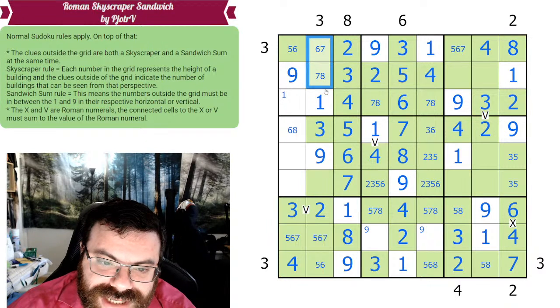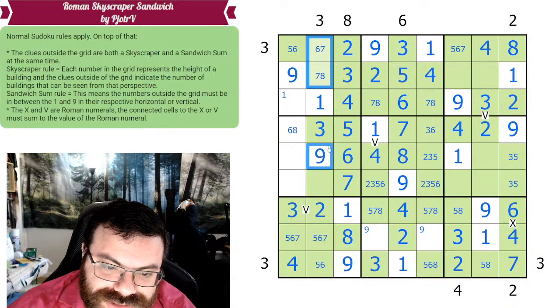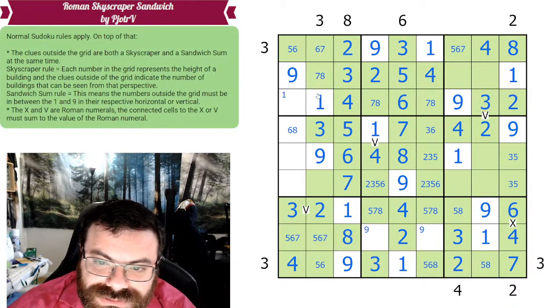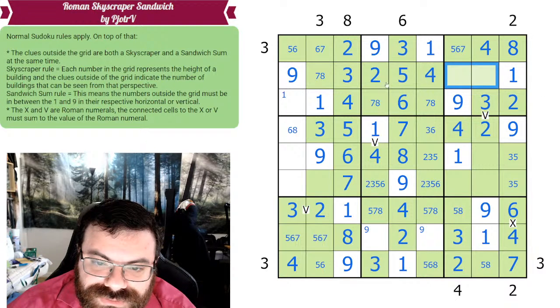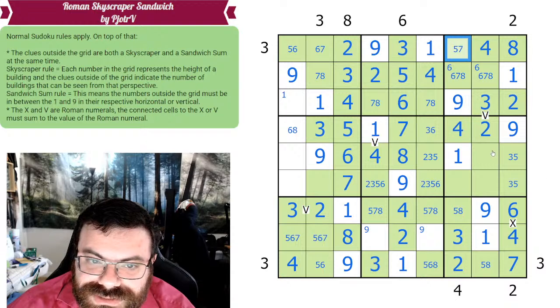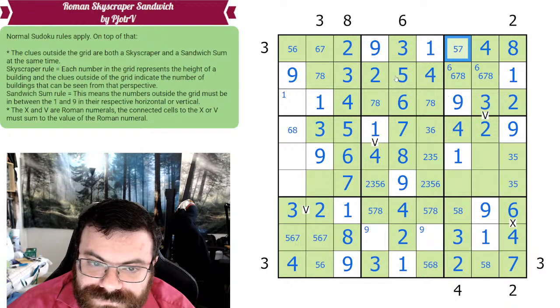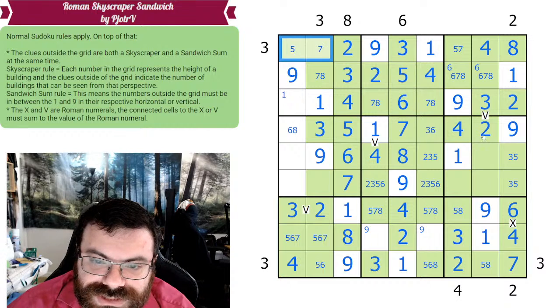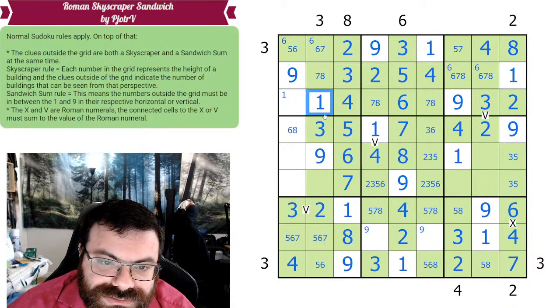So if it didn't, I wouldn't have the 3 skyscrapers. What is this? 1, 2, 3, 4, 5. This is 6, 7, 8. So one of them's a 6. So that's not 6. It means one of these is a 6.